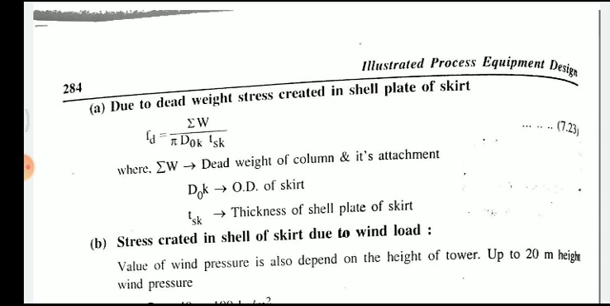So when the dead load has to be calculated within the skirt support, it can be done using this equation. Summation W is the dead load, the dead weight of the column and its attachments. Do_k is the outer diameter of the skirt and t_sk is the thickness of the shell plate for the skirt.